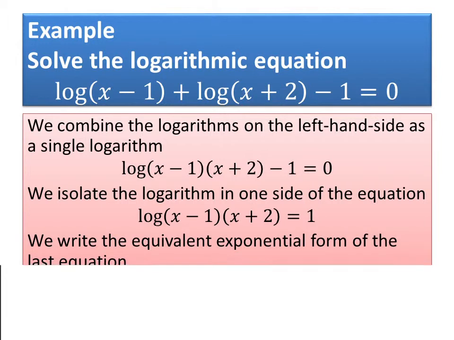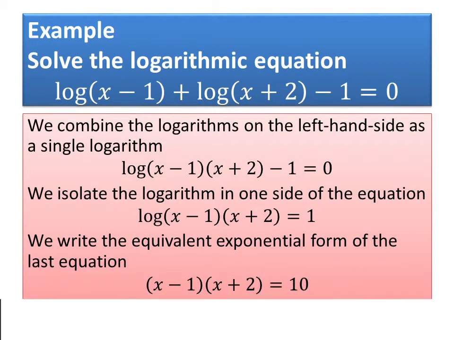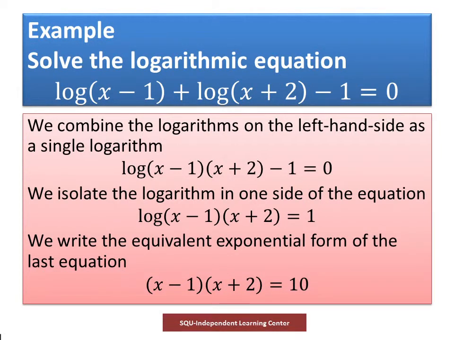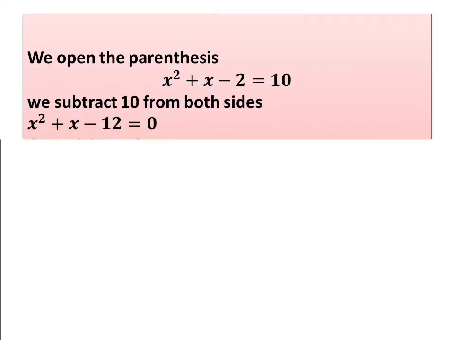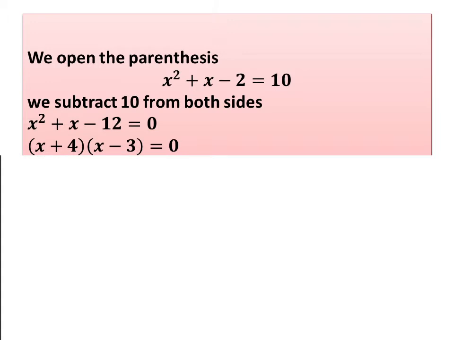We rewrite this equation in its equivalent exponential form. So we get (x - 1)(x + 2) is equal to 10^1, which is 10. Now we open the parentheses. We have x^2 + x - 2 is equal to 10. Subtracting 10 from both sides, we arrive at x^2 + x - 12 equals 0.